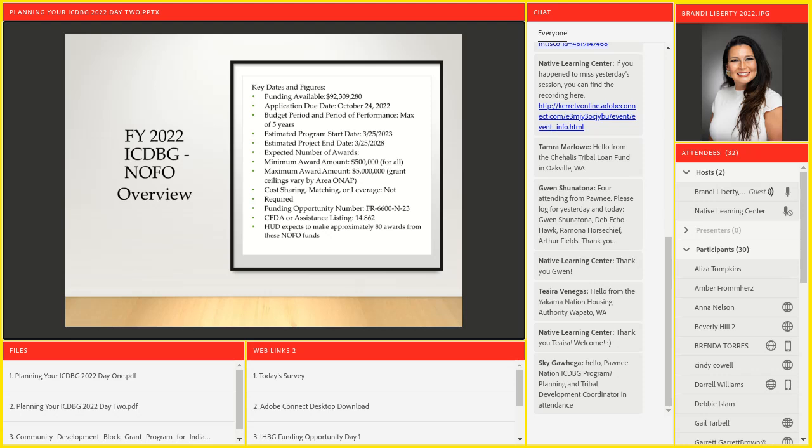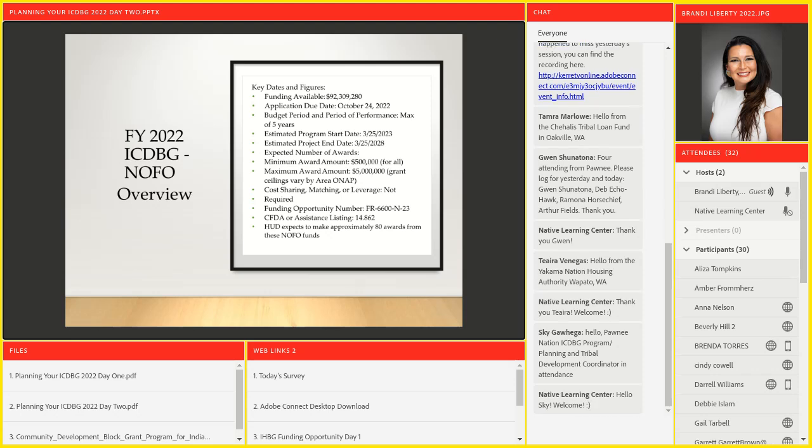Again, as I mentioned, over $92.3 million is available for funding for this application round. The due date for the application is October 24th of 2022. We have a period of performance of 5 years with an estimated program start date of March of 2023 and an end date of March of 2028. The minimum grant award is $500,000 for all applicants. Maximum grant award ranges from $2 million to $5 million, depending on what area ONAP you live in.